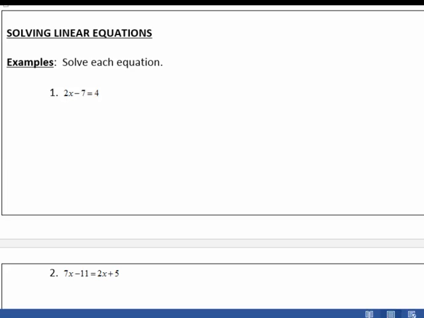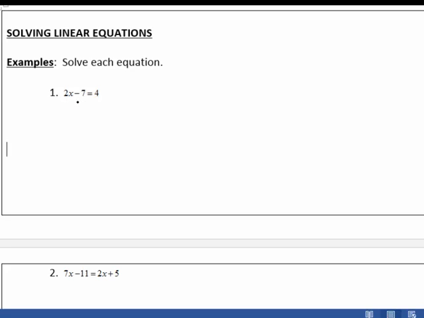In this video we're going to solve linear equations. Okay, so the goal is to get x by itself on one side of the equation. So we have a solution, x equals, and then a number, if there is a solution. Okay, so how do I do that in this first example?